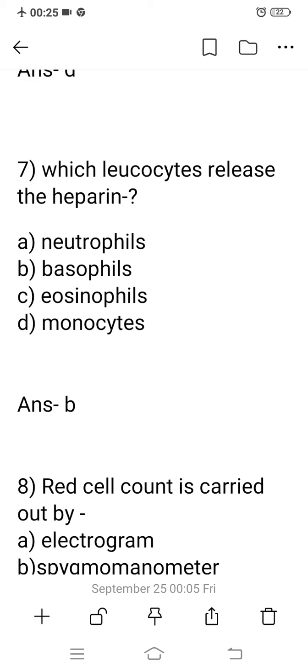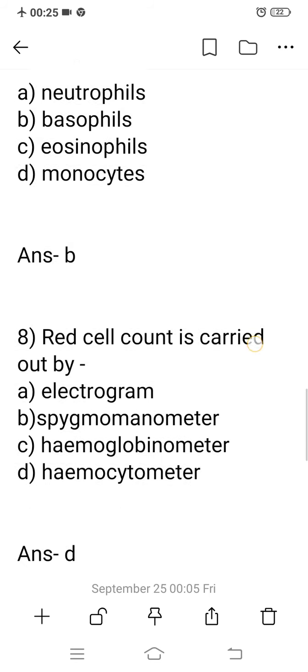Basophils are one type of leukocytes or white blood cells which contain heparin. What is heparin? Heparin is a naturally occurring anticoagulant. What do you mean by anticoagulant? Anticoagulant means a substance or drug which prevents clotting in our body, which prevents blood clotting in our body. So the right answer is option B.